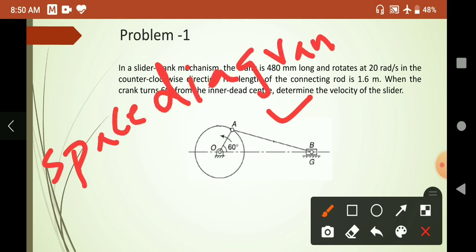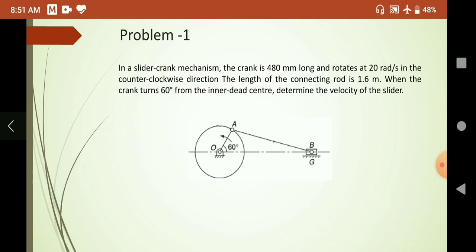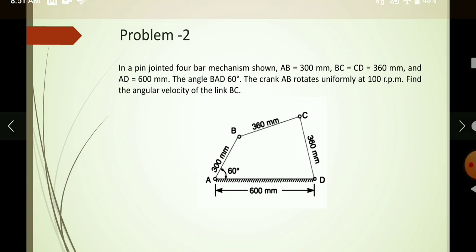This space diagram should be drawn with exact dimensions. You can scale it, you can increase or decrease the scale, that depends upon you. But the diagram should be drawn with exact dimensions. Please note down this question. We'll be doing the problem in the next class, in the next video. After that, we'll be discussing this particular problem, which is a 4-bar mechanism, where we'll try to do the velocity analysis.